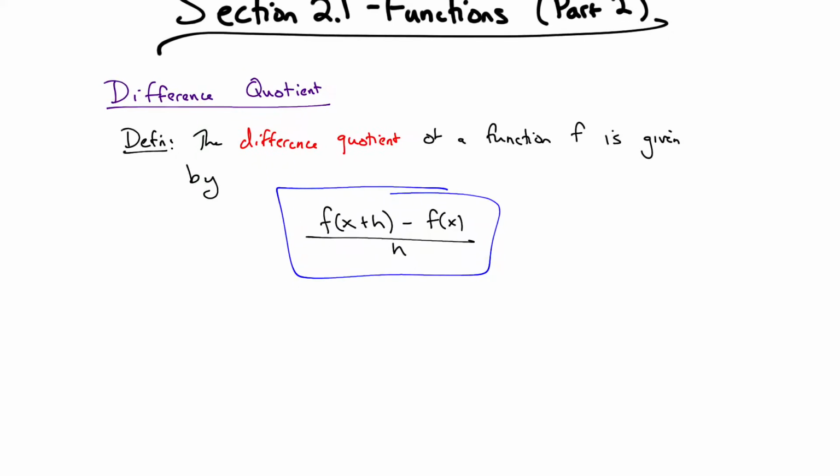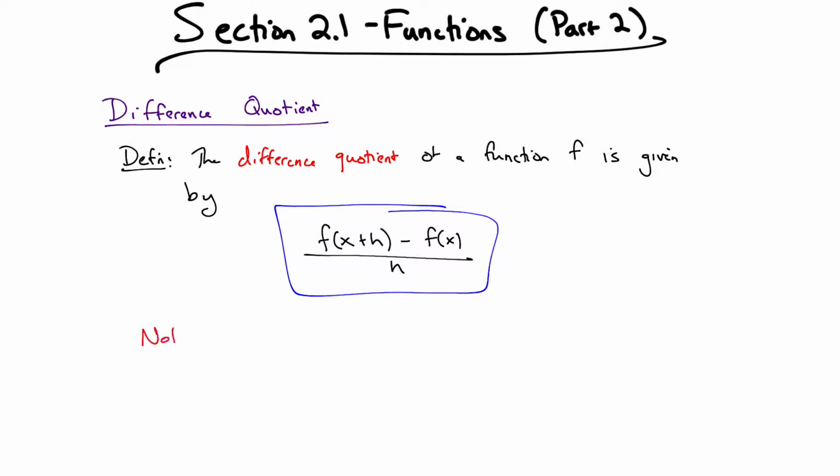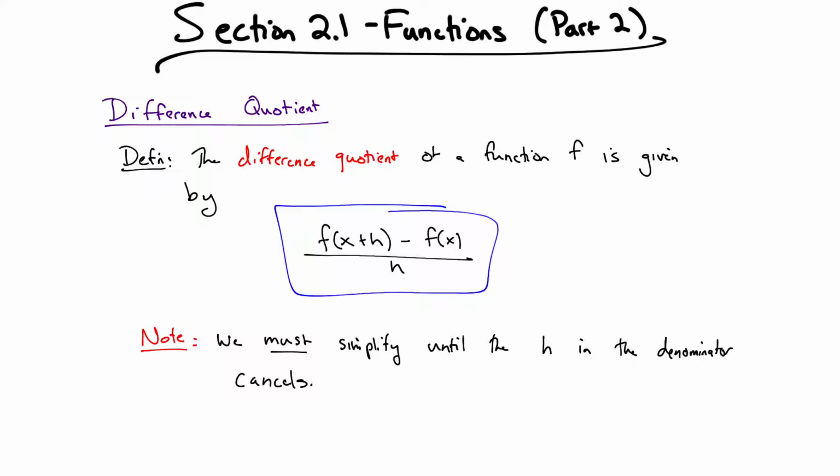And as an important note about this formula, we must simplify until the h in the denominator cancels. We are not done simplifying these problems until the h has canceled. If you try and put your answer unsimplified into MyLab, it will not count it. It'll mark it as incorrect. So we'll talk about how to deal with that in just a second.